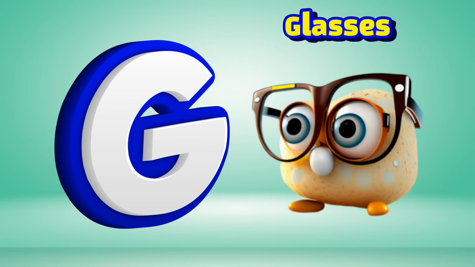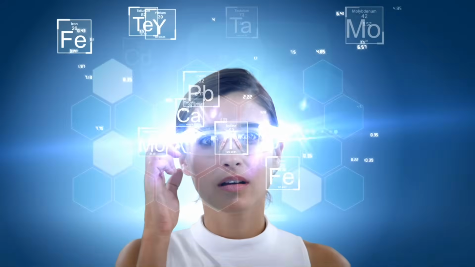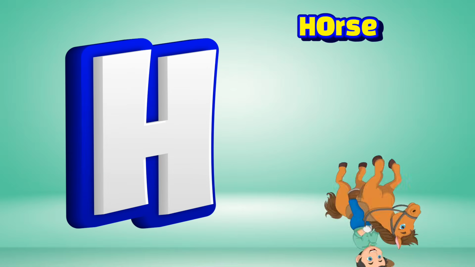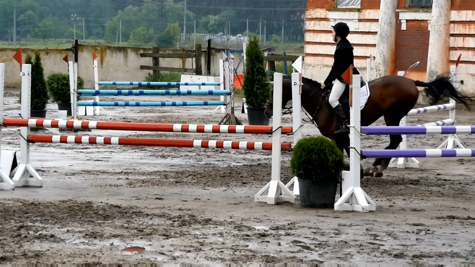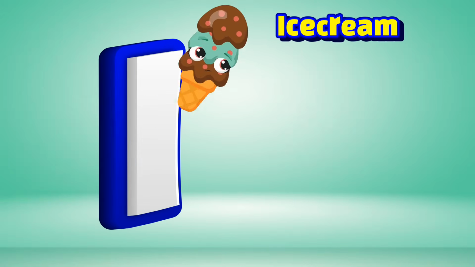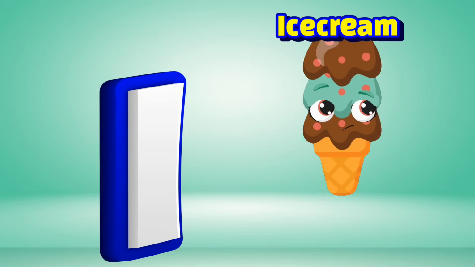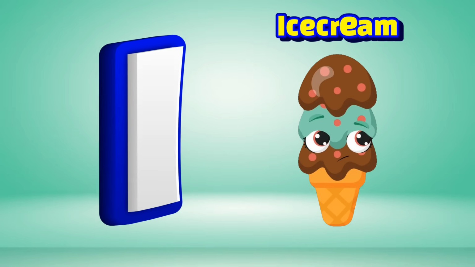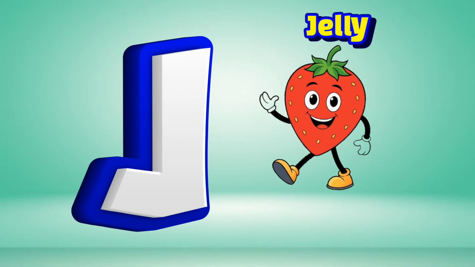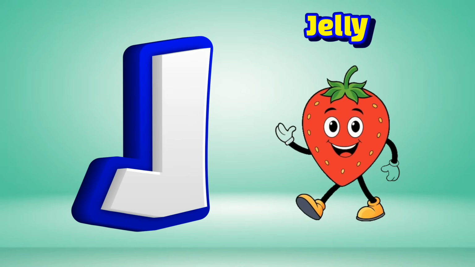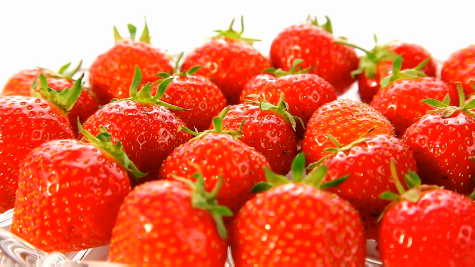H is for horse, horse, horse. Running horse. I is for ice cream, ice cream, ice cream. Cold ice cream. J is for jelly, jelly, jelly. Yummy jelly.